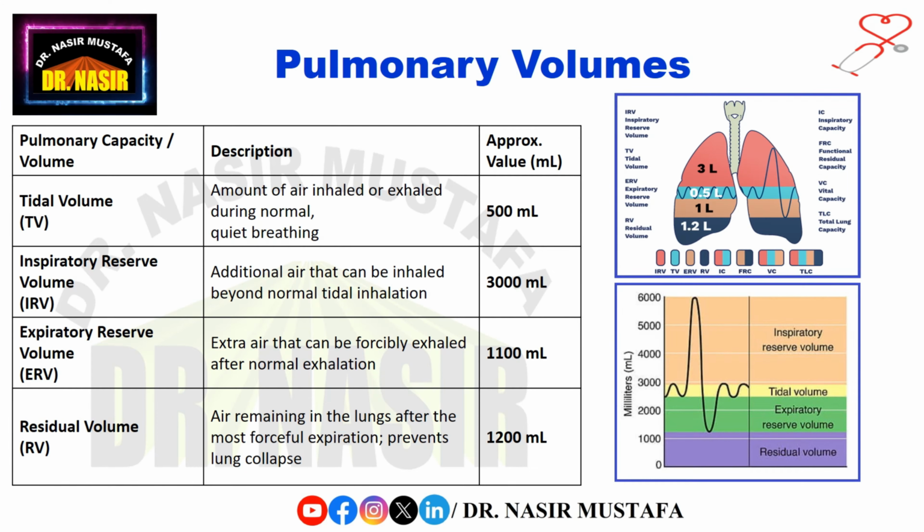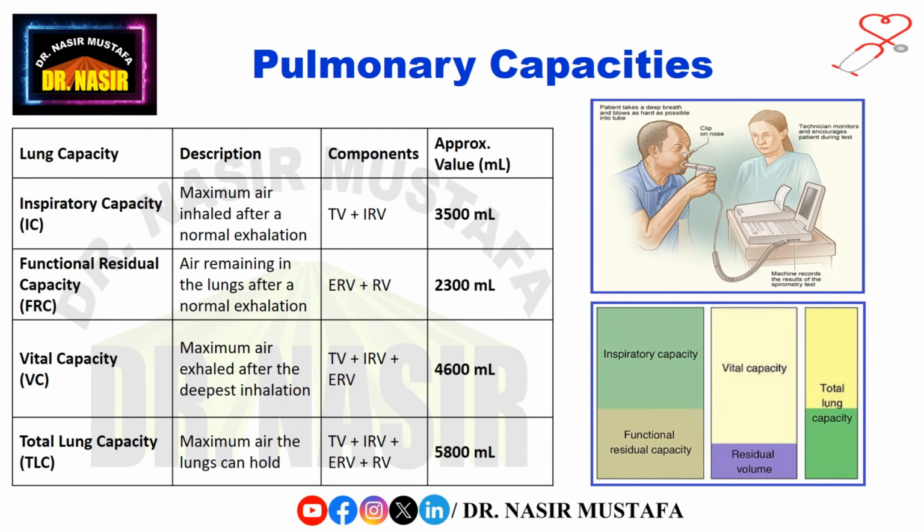Expiratory reserve volume is the extra amount of air that can be forcibly exhaled after the end of a normal exhalation. This value is usually around 1,100 milliliters. Residual volume is the amount of air that remains in the lungs even after the most forceful and complete expiration. It prevents lung collapse and is normally about 1,200 milliliters. These individual volumes combine to form lung capacities.